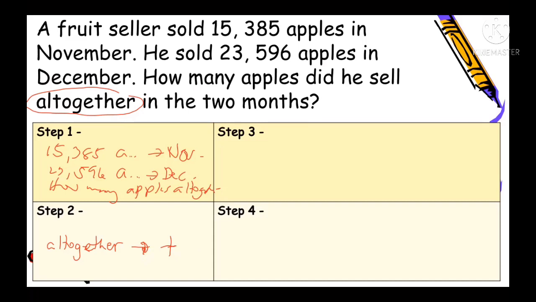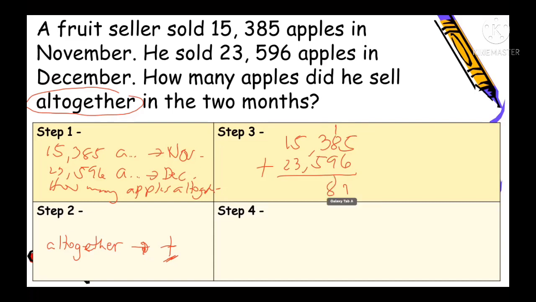Alright? Step 3, we will now solve. So we will solve it now. So I will put 15,385 plus. It's because we will do plus, right? 23,596. Now let's add them. 5 plus 6, 11. Very good. 1 here, 1 on the top of 8. Am I right? Yes, thank you. 1 plus 8, 9. Good. Plus 9. Yes, it's 18.